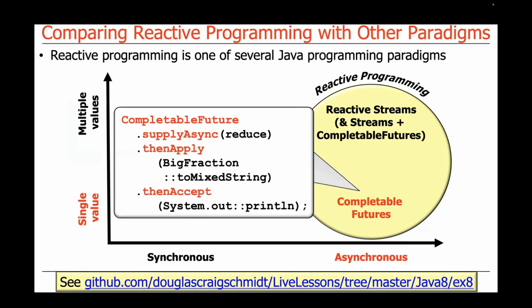Here's an example, which you can see in this code base, where we're going to reduce a big fraction asynchronously, and then we're going to take the results of that when it's done, and convert that reduced improper fraction to a mixed fraction, and then go ahead and print it out. So just a very simple example, again, available in my GitHub repository.